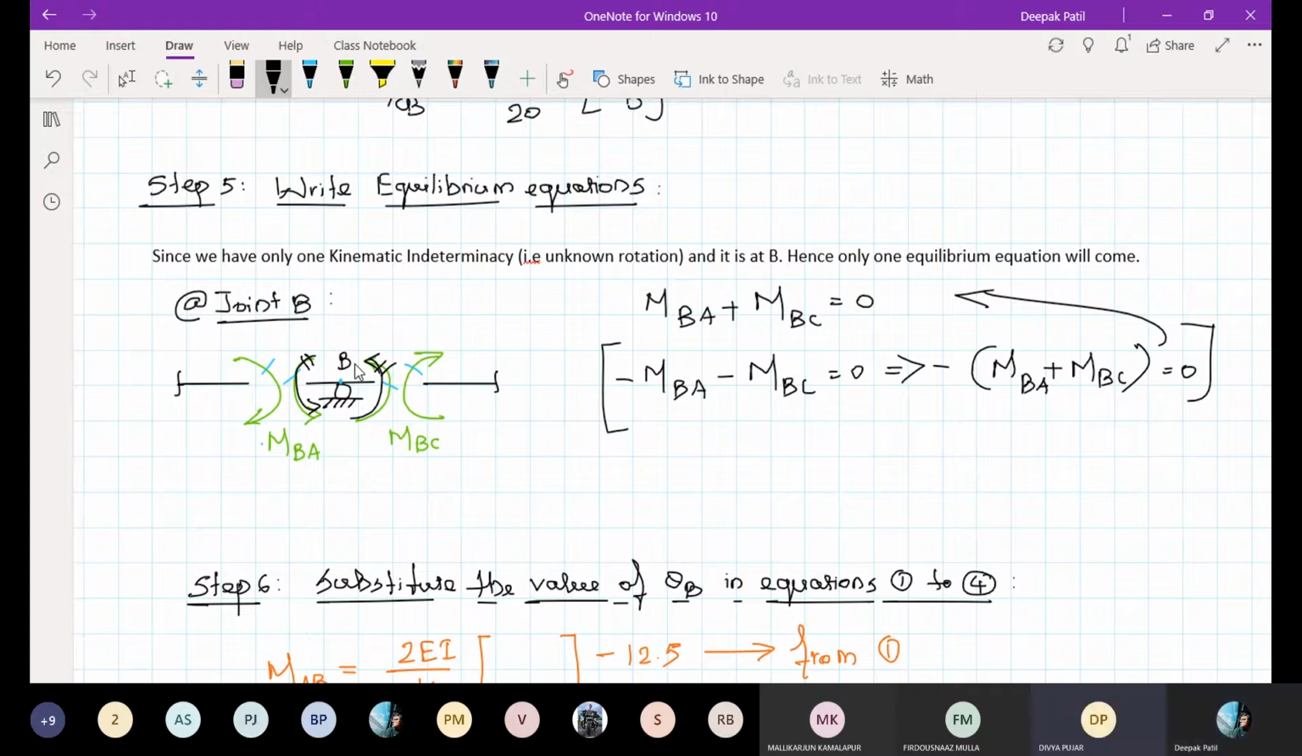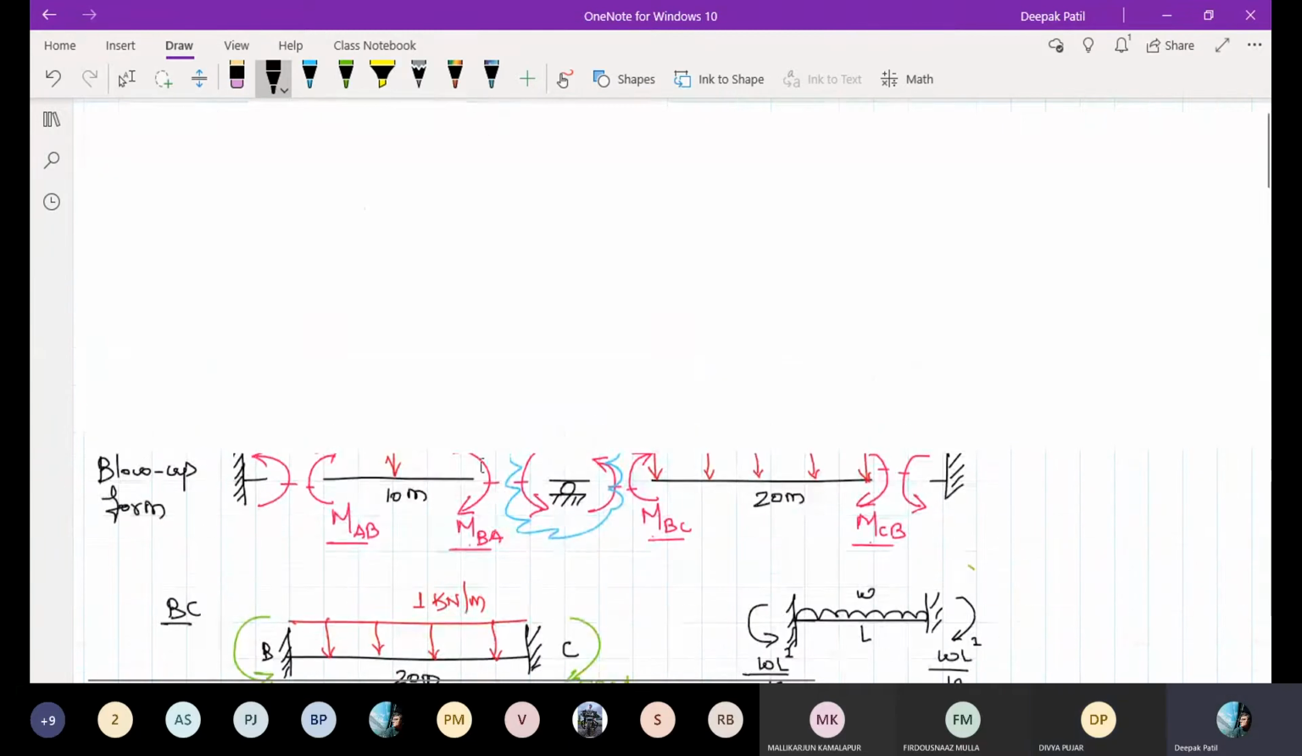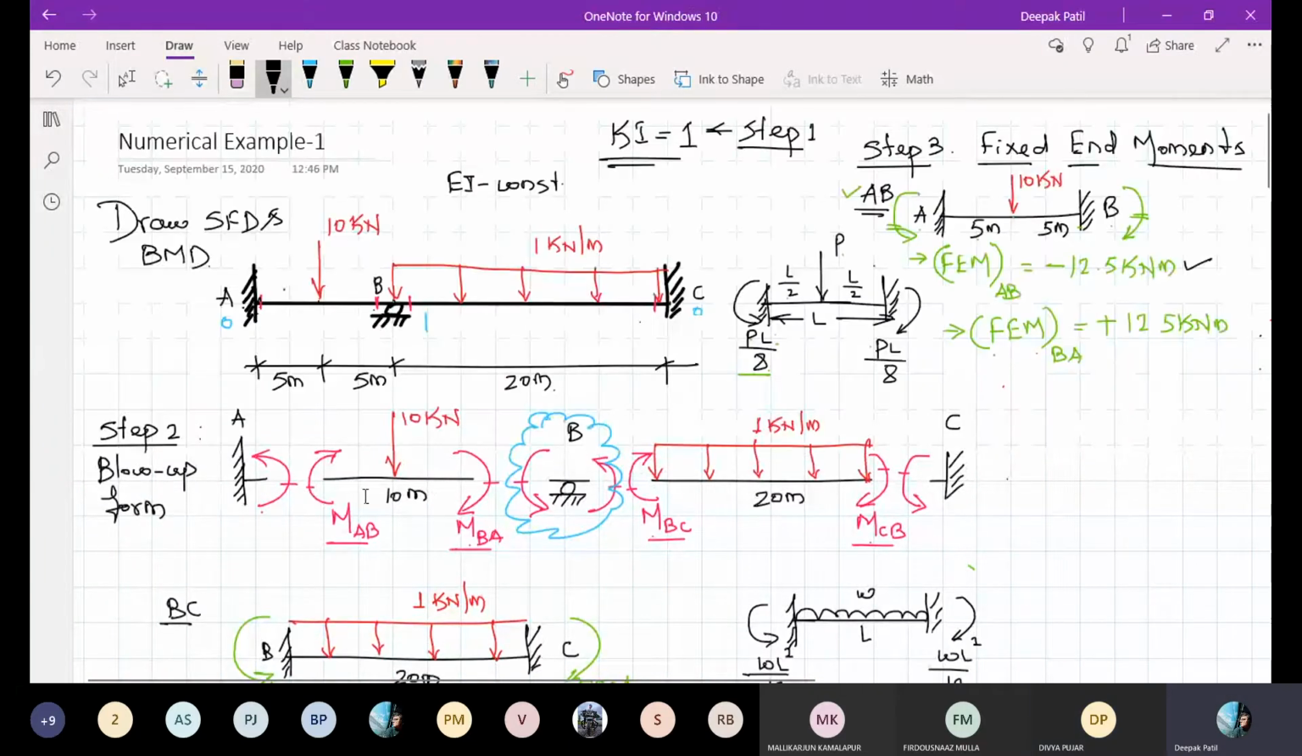Students, why did I take only joint B? That's actually a good question. Why not joint A and joint C? At joint A, is the moment 0? No, sir. Why is it not 0? Because it is a fixed support. At joint C, is the moment 0? No, sir. So at joints A and C, the moments MAB and MCB are not 0, right? We don't know the value of that.